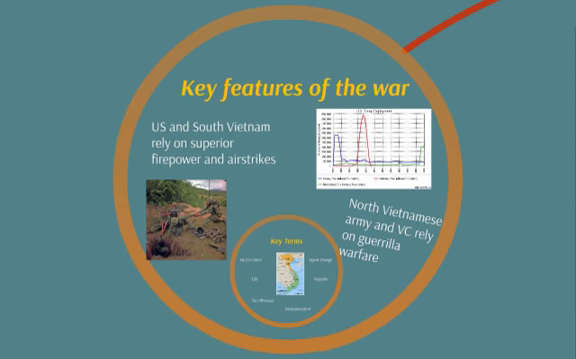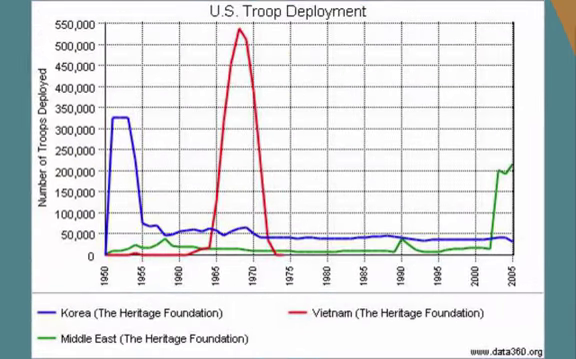So some key features of the war. You're dealing here with the U.S. and South Vietnam. Their power is totally derived from their superior military, from superior firepower and their ability to inflict airstrikes on the Viet Cong and on North Vietnam. The U.S. troop deployment in Vietnam escalates dramatically after 1964, the Gulf of Tonkin incident.